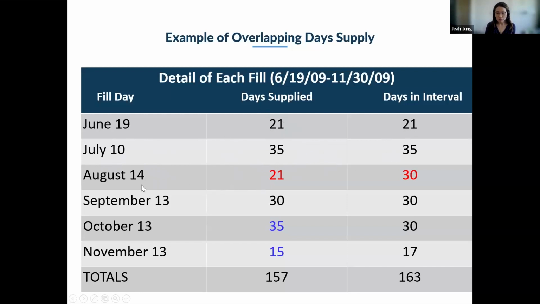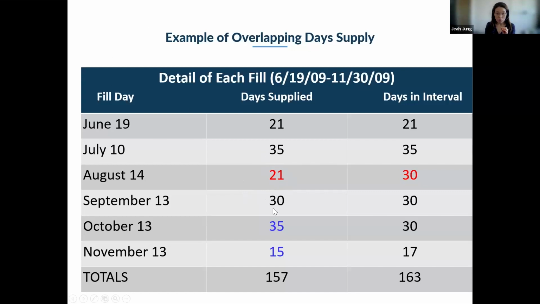Now, August 14th, the patient filled only 21 days of medication. However, the patient came back 30 days later. That means this beneficiary had 9 days of missing, right? So let's suppose, we don't know, but let's suppose all these medications were taken by this patient, but still here, this patient clearly missed the 9 days of medication, right?